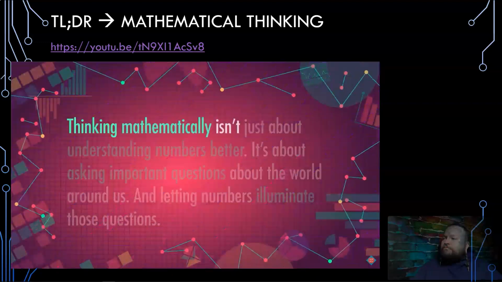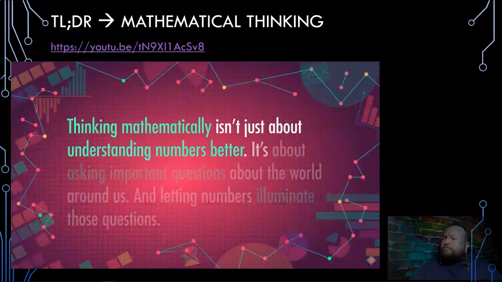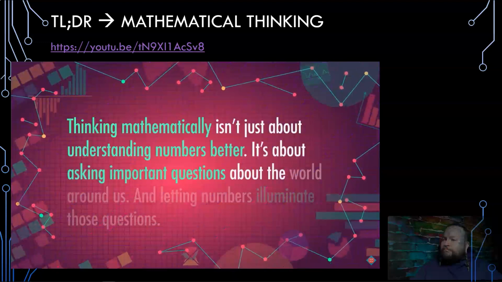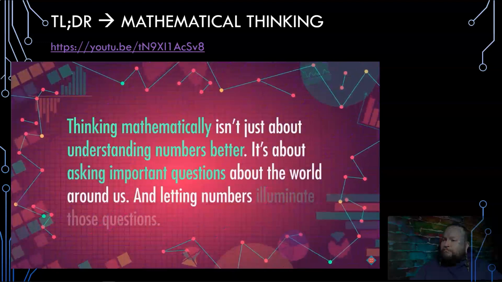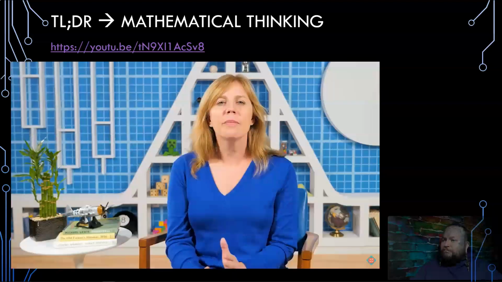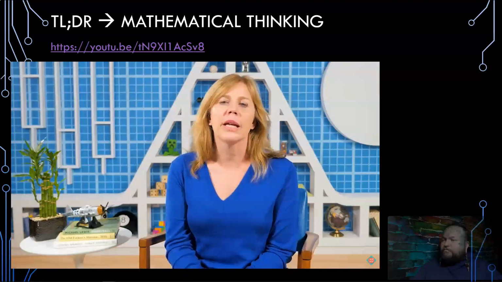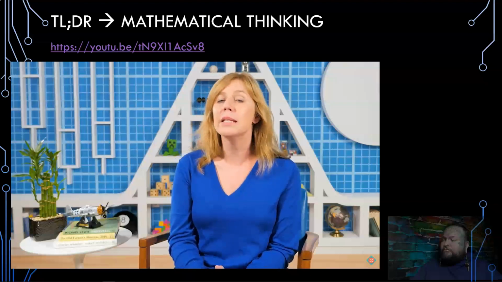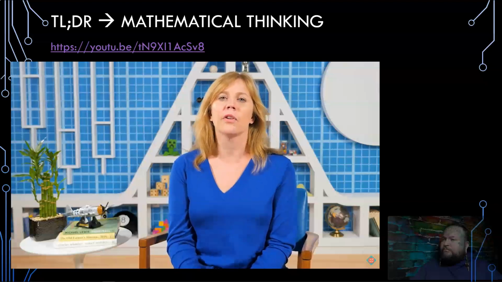Thinking mathematically isn't just about understanding numbers better. It's about asking important questions about the world around us and letting numbers illuminate those questions. One of my favorite examples of mathematical thinking is the story of Abraham Wald and the missing bullet holes. Hat tip here to mathematician Jordan Ellenberg for highlighting the story.